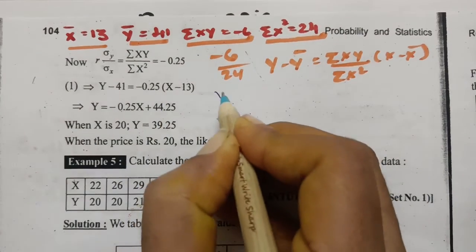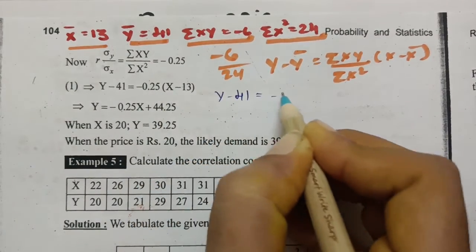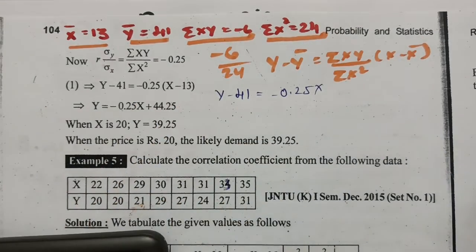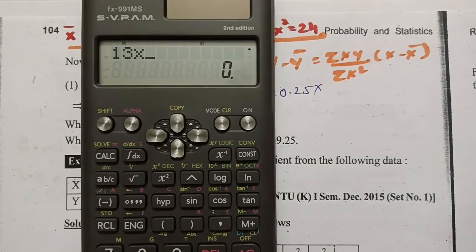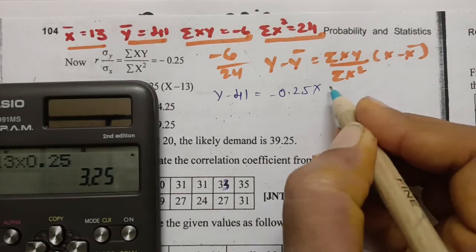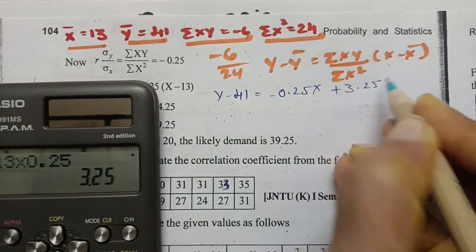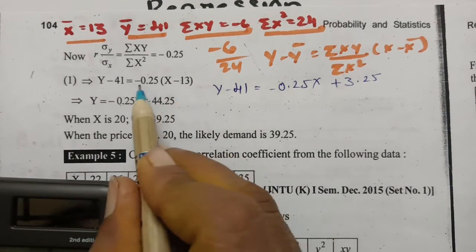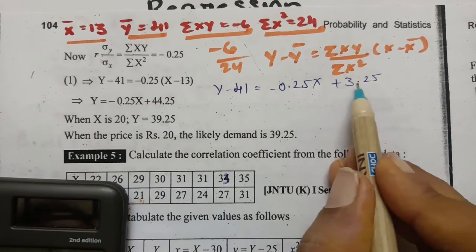So this will be y minus 41 into minus 0.25 into x minus 13, minus into minus is plus. This is 13 into 0.25. The value here is 3.25. So this will be 3.25. See here, after multiplying, minus into minus is plus, and this is 0.25 into 13.